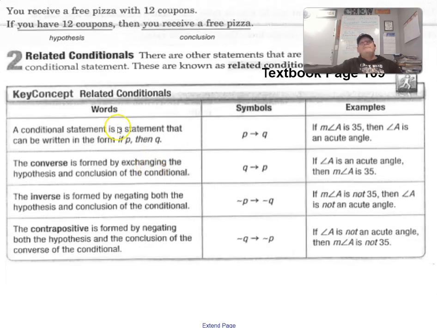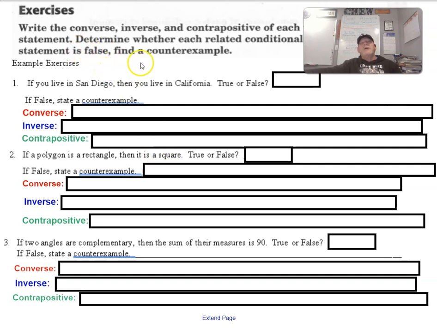So now, if I say you receive a free pizza with 12 coupons, that's just a repeat. Let's look at our exercises now. That's what we want to do. It says: write the converse, inverse, and contrapositive of each true conditional statement. Determine whether each related conditional is true or false. If a statement is false, find a counterexample. You can write this down if you happen to have the worksheet.